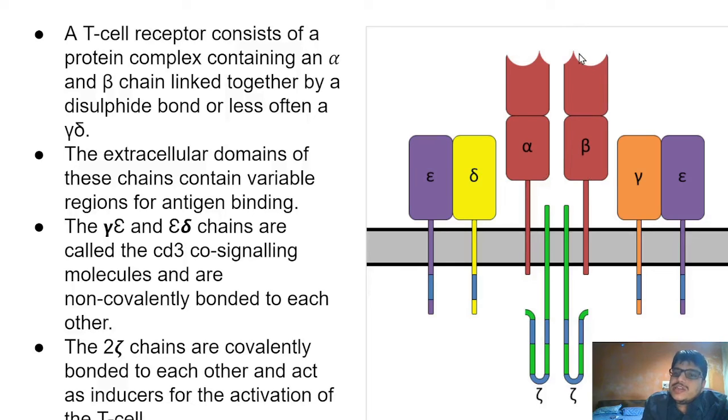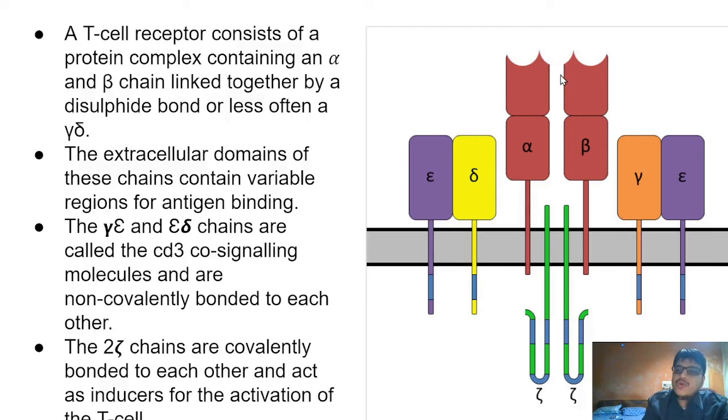Now, these two dent-like things that you can visualize here are the regions of the antigen binding. Obviously, a receptor to activate the T cell, it has to bind to an antigen, and the antigen binds here at this location. So this is called the region of antigen binding.